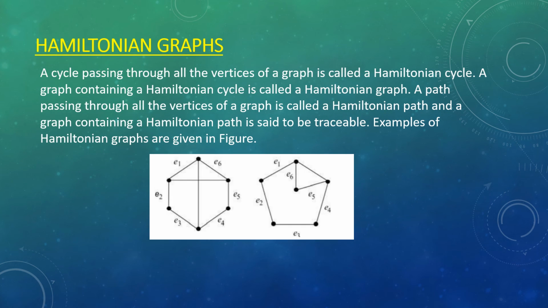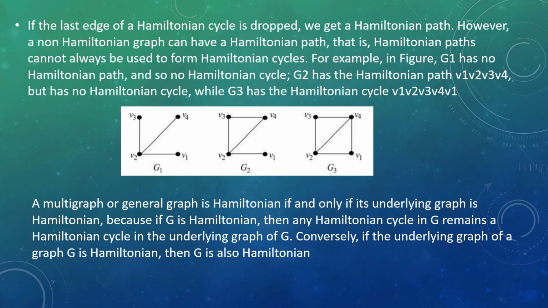Hamiltonian graphs. A cycle passing through all the vertices of a graph is called a Hamiltonian cycle. A graph containing a Hamiltonian cycle is called a Hamiltonian graph. A path passing through all the vertices of the graph is called a Hamiltonian path, and a graph containing a Hamiltonian path is said to be traceable. Examples of Hamiltonian graphs are given in the figure below.